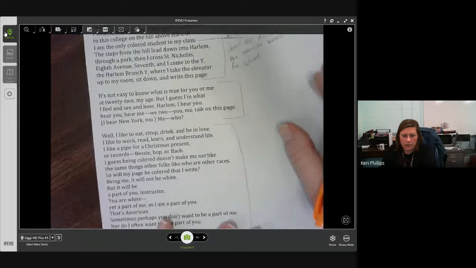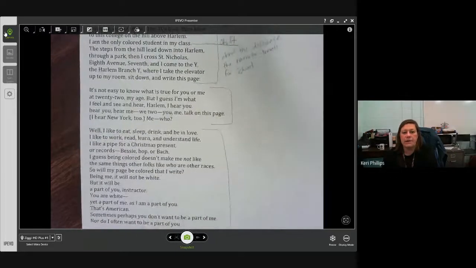And then we get to, it's not easy to know what is true for you or me at 22, my age. But I guess I'm what I feel and see and hear. Harlem, I hear you. Hear me. We two, you, me, talk on this page. I hear you too, New York. Me? Who?